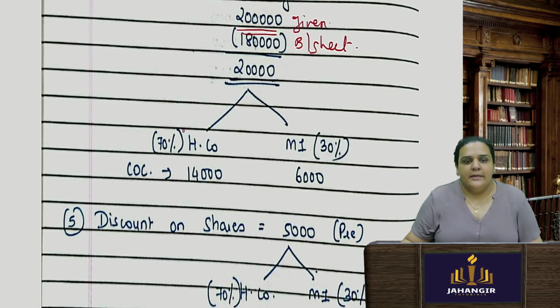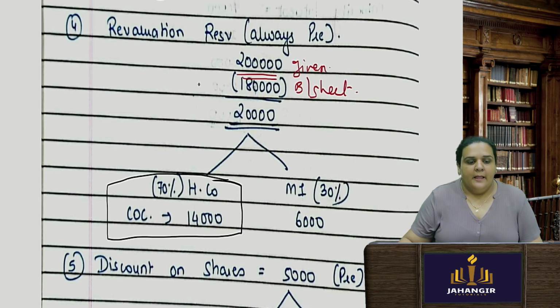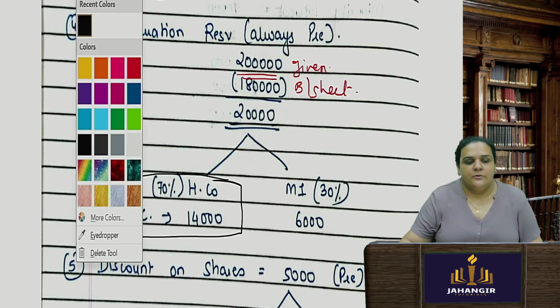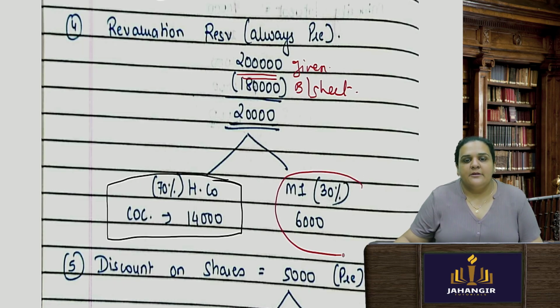Holding company will take it. It will go in its cost of control calculation. 70% of 20,000, 14,000. And minority interest is going to get its share 30%, which is 6,000.